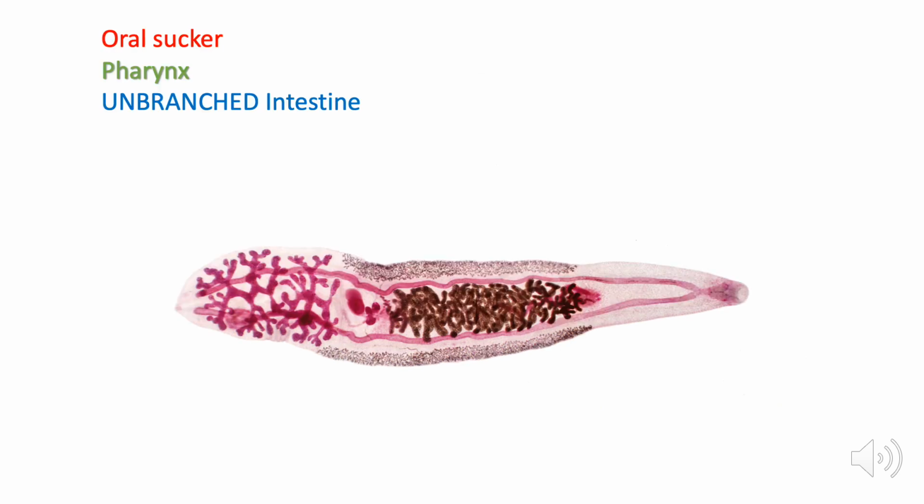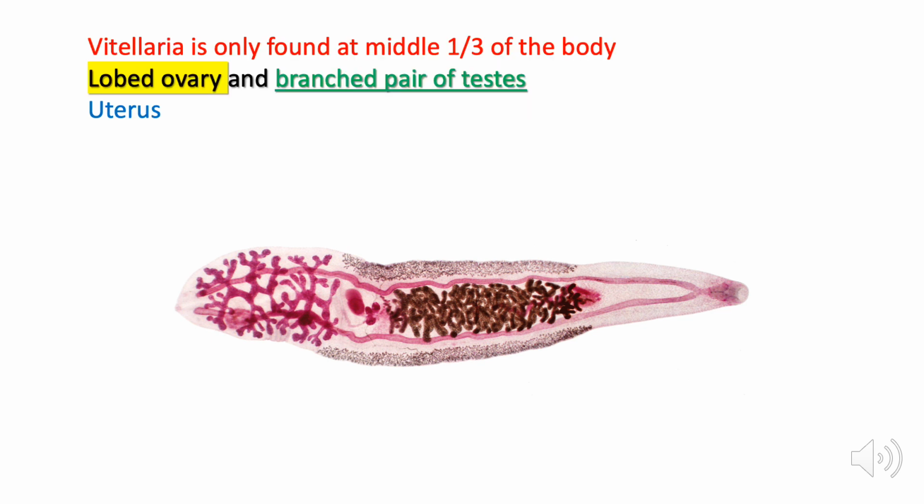Now, let's discuss the individual parts of the worm. Red arrow is pointing to its oral sucker. Green arrow is pointing to the pharynx. This inverted Y-shaped structure is its intestine, and it's very obvious it is simple or unbranched. Let's check the other parts of the worm. This is its vitellaria, and it's only located within the middle 1/3 of the body. So this can help you in identifying Clonorchis adult worm.